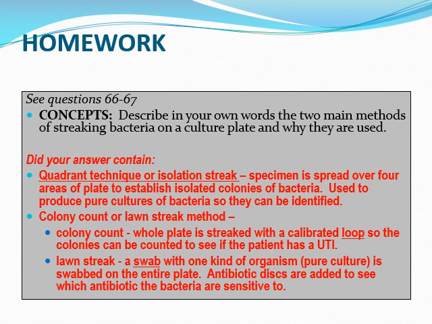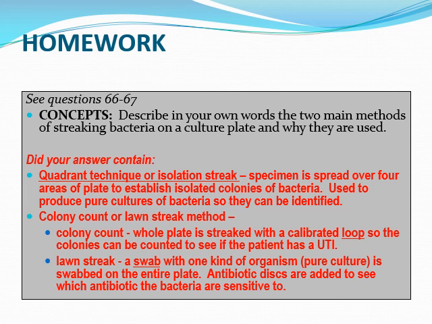You want to make sure your answer contains some of this stuff. The quadrant technique or isolation streaks: these are specimens that are spread over four areas of a plate to establish isolated colonies of bacteria. It's used to produce pure cultures of bacteria so that they can be identified. And then the colony count or long streak method. The colony count is where the whole plate is streaked with a calibrated loop so the colonies can be counted one by one to see if the patient has a UTI.